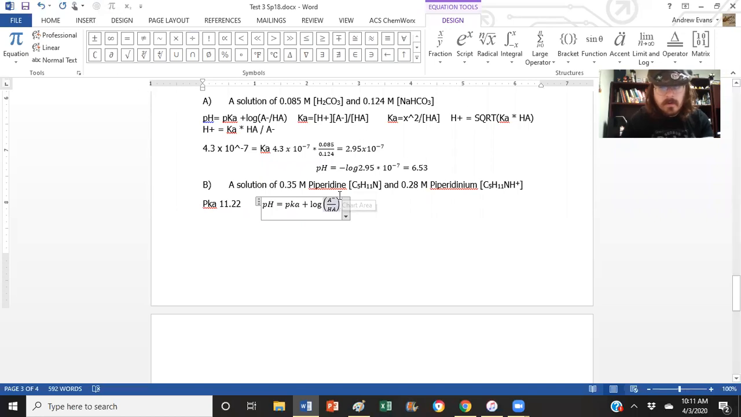Now, you could also look at this as pKa plus log of base over protonated base, which would be the acid, which is the same thing. This is the conjugate base. This is our acid. This is the base. This is our conjugate acid. They're the same exact equation.